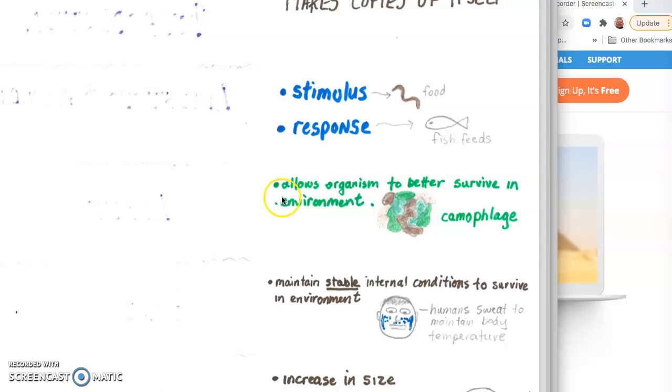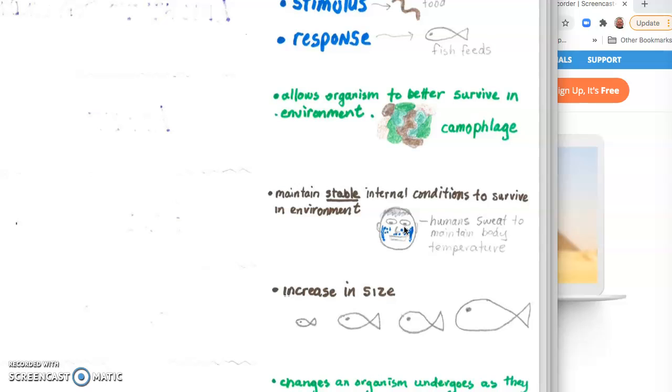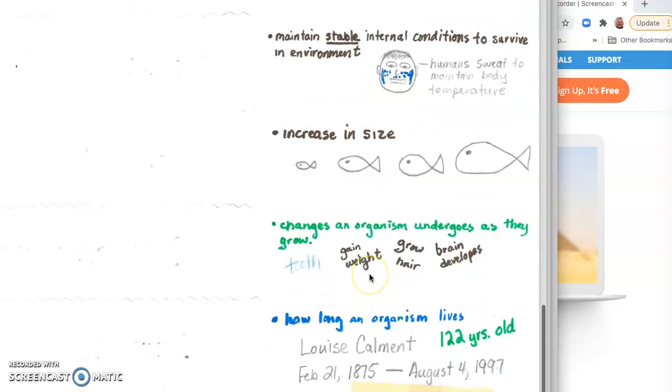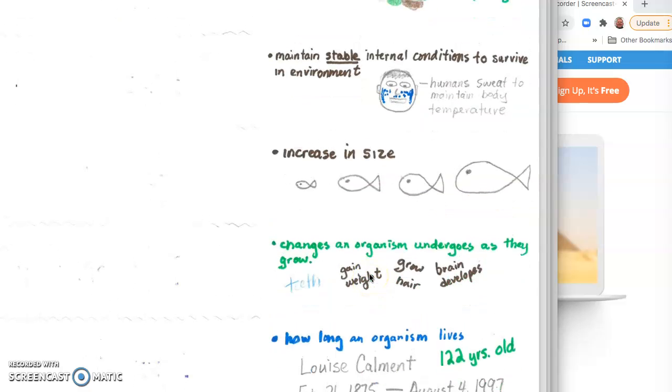An adaptation allows an organism to better survive in their environment, like camouflage so they don't get seen by predators. Homeostasis: maintain stable internal conditions to survive their environment. Humans sweat and maintain body temperature. Growth: increase in size, bigger and bigger fish as they get older. Development: the changes an organism undergoes as they grow. They grow teeth, they gain weight, they grow hair, their brain develops. And lifespan is how long an organism lives.